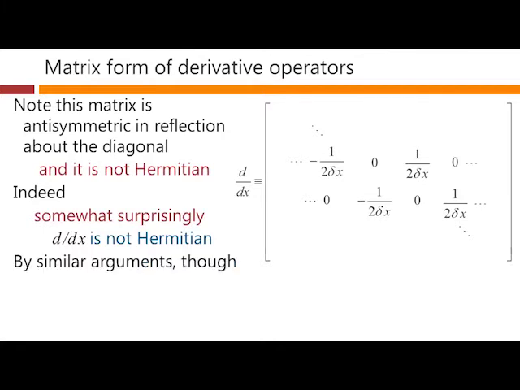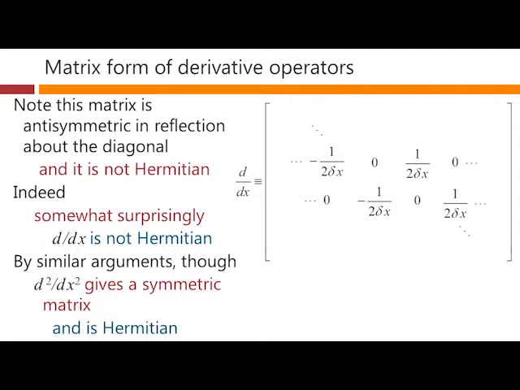We can run through similar arguments for the second derivative operator, and if we construct a corresponding matrix, we would find that the second derivative operator gives us a symmetric matrix with real elements, and hence it is Hermitian. So if we didn't put together this matrix form, we might have missed this point. d by dx is not a Hermitian operator, but d2 by dx squared is a Hermitian operator.